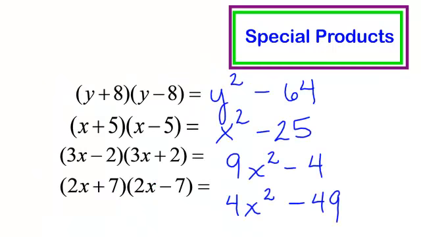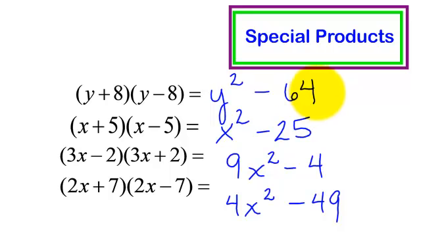Hopefully you got the same answers I did. We had already worked the first one. In the second one, when I multiplied x plus 5 times x minus 5, I got x squared minus 25. 3x minus 2 times 3x plus 2, I got 9x squared minus 4. 2x plus 7 times 2x minus 7, I got 4x squared minus 49. Do you notice anything? These all have a minus sign. They all have two terms, and they're all perfect squares.